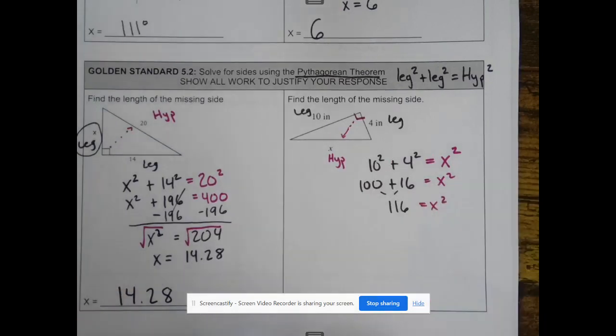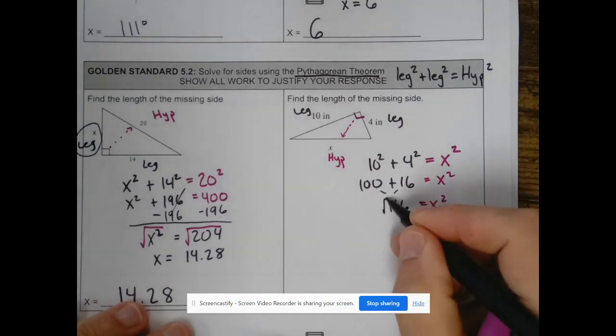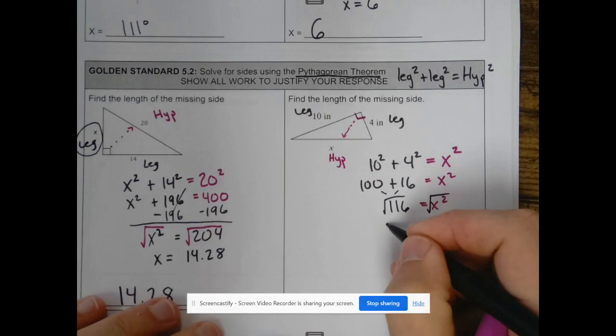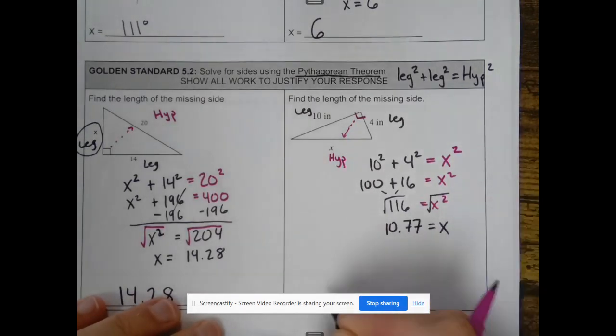Again, how do I undo a squared? I don't want x squared, I just want x. Find the square root. Take the square root of both sides. Use your calculator. This rounds out to be 10.77 equals x.